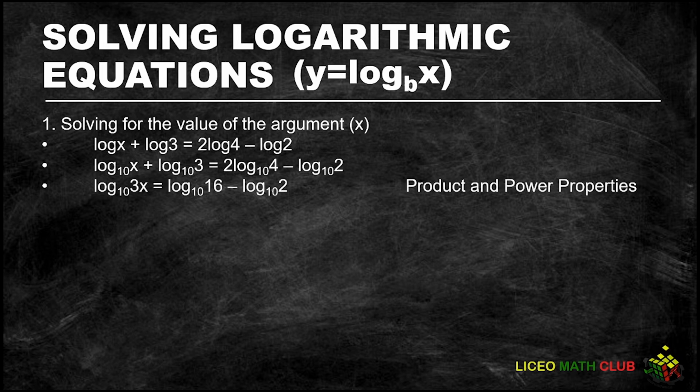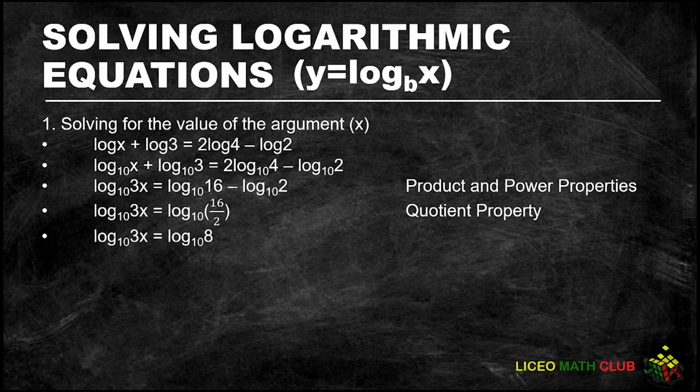Using the product property in the left-hand side and power property in the right-hand side, we will have the equation log base 10 of 3x is equal to log base 10 of 16 minus log base 10 of 2. Using the quotient property in the right-hand side, we will then have the equation log base 10 of 3x is equal to log base 10 of 8.